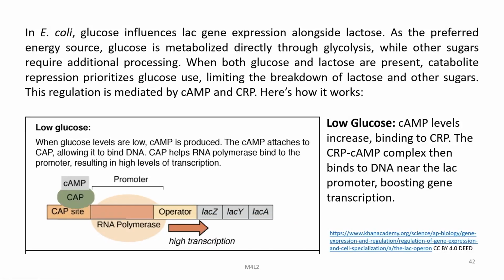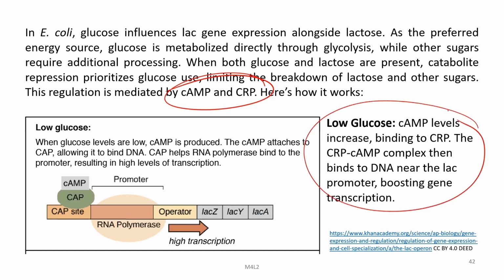In E. coli, glucose influences LAC gene expression alongside lactose as the preferred energy source. Glucose is metabolized directly through glycolysis, while other sugars require additional processing. When both glucose and lactose are present, catabolite repression prioritizes glucose use, limiting the breakdown of lactose and other sugars. This regulation is mediated by cAMP and CRP.